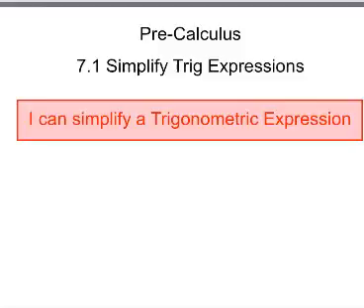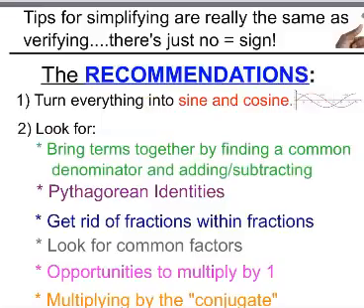When we had an equal sign, we kind of knew what our goal was. Here, we just have to look at it and decide, nah, I don't think I can make this any more compact. So we're just going to remind ourselves of what some of the rules are here. These are tips for simplifying, and they're pretty much the same as verifying. There's just no equal sign.